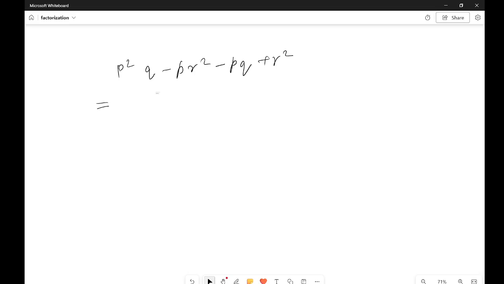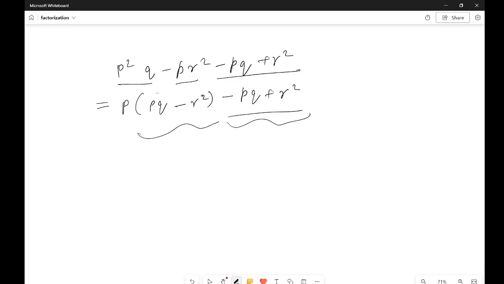Okay, so let's see with the first part. So p square q and p r square, do you see anything common? We see p common, right? What will be here? pq minus r square, then minus pq plus r square. I have done nothing, I just put the expression as it is. If you see here, you have something similar, this expression. The only difference is with the sign.